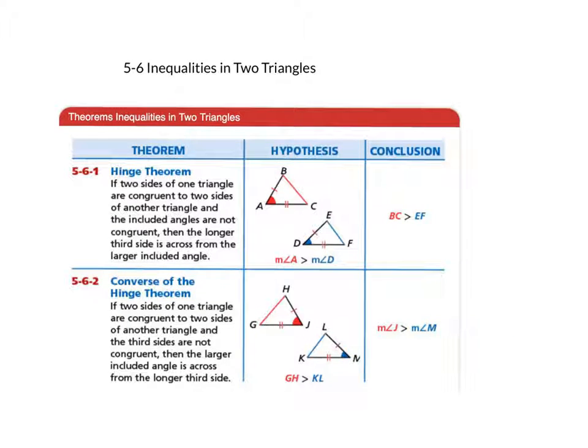This is 5-6, inequalities in two triangles. The hinge theorem is really important. It's saying that if you have an included angle that is large, so the longer side coming from the triangle with the larger angle will be longer than the side in the second triangle across from the smaller angle.